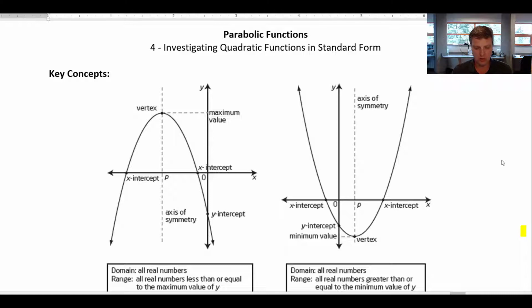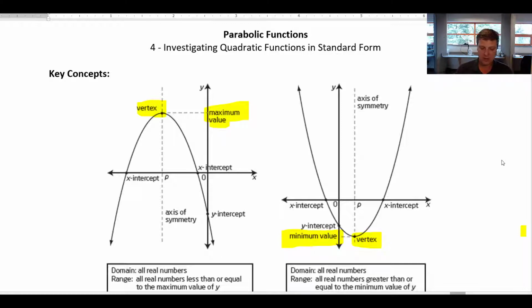Just before we get started though, let's do a quick recap of all the terminology associated with parabolas and quadratic functions that you should be familiar with now. The first is that the vertex, of course, is this point of inflection where it goes from upwards to downwards. It's either the high point or the low point. If it faces upwards, then it is the minimum value, and if it faces downwards, if it's inverted, then it's going to be that maximum value.